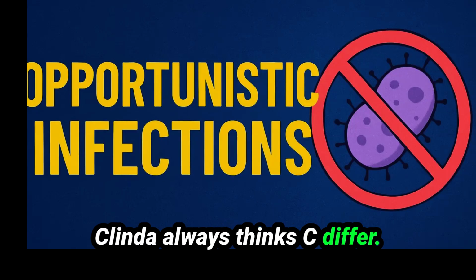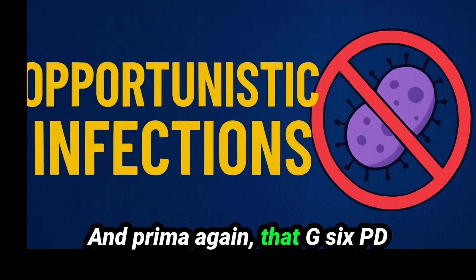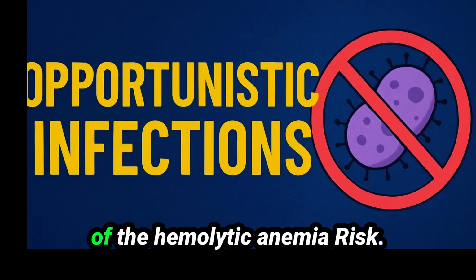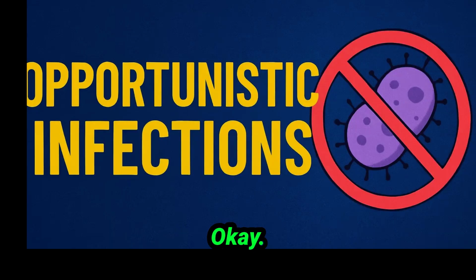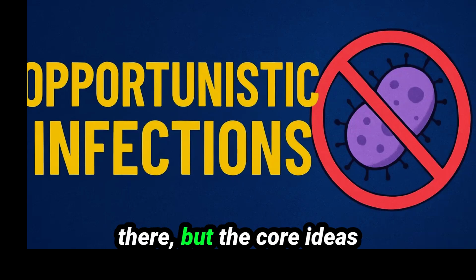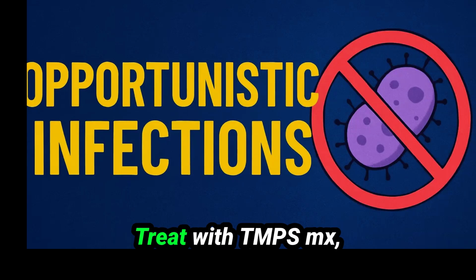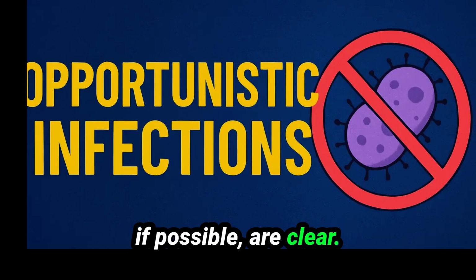Clinda always makes you think C. diff risk. Right. And primaquine, again, that G6PD testing is mandatory because of the hemolytic anemia risk. Atovaquone is another oral option, too. Wow, okay. Lots to keep track of there. But the core ideas, prevent below 200, treat with TMP-SMX if possible, are clear.